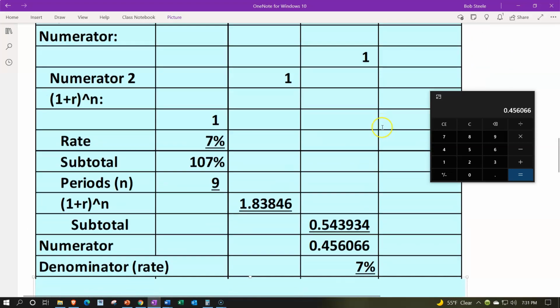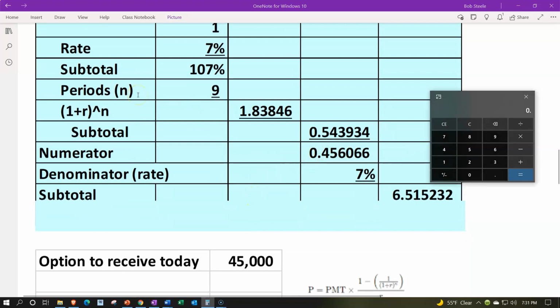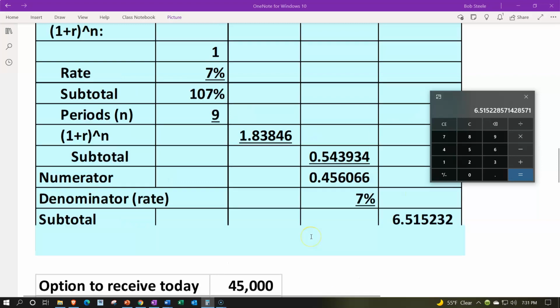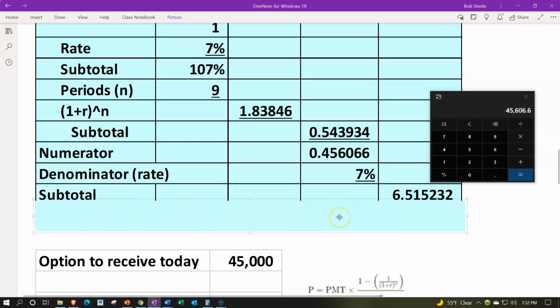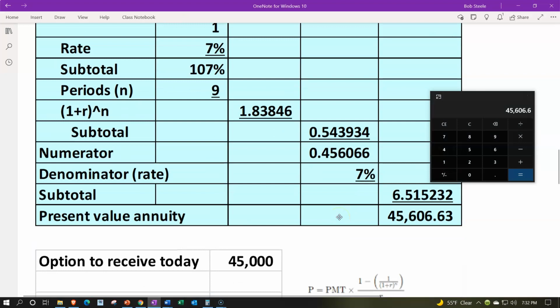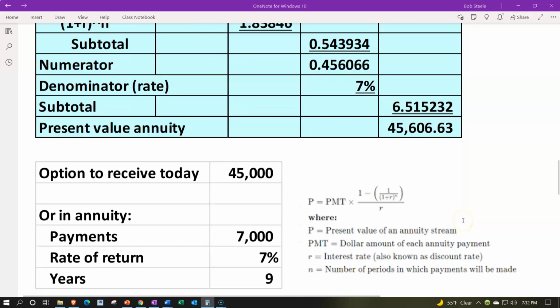Then we got the denominator, which is the rate. So we'll say that's 0.07. So then we can take the 0.456066 divided by 0.07 gives us about 6.51232 about. Taking that and multiplying it times the payment, which is the 7,000, finally gets us to about 45,606.63. This number is a bit more accurate down here because the numbers in Excel will calculate the actual numbers even though we can only see so many decimals.